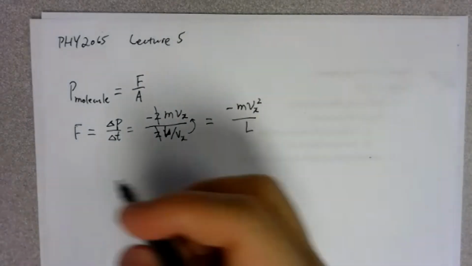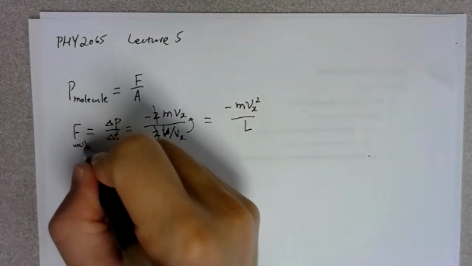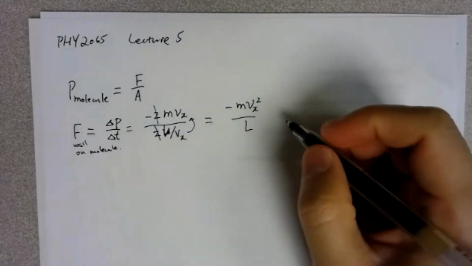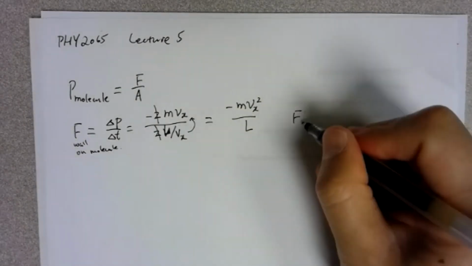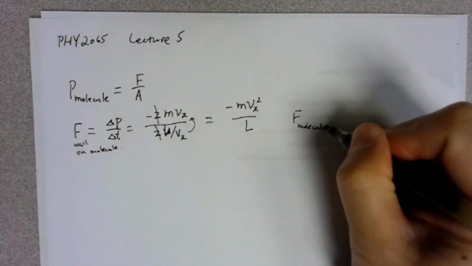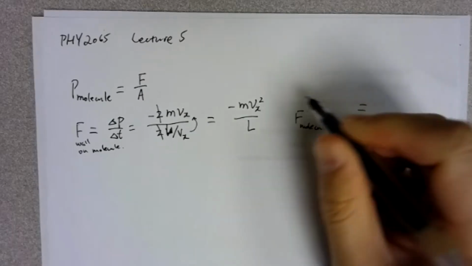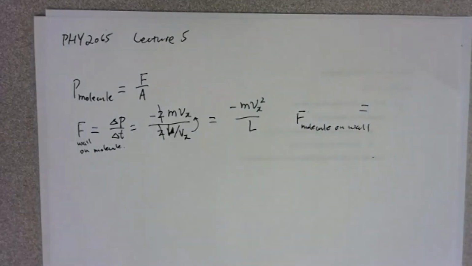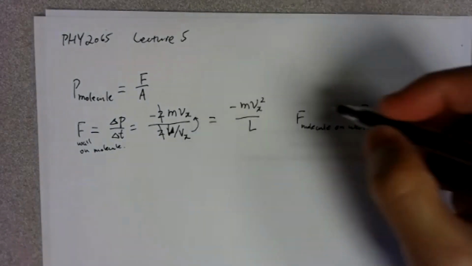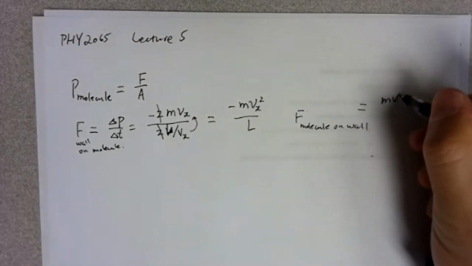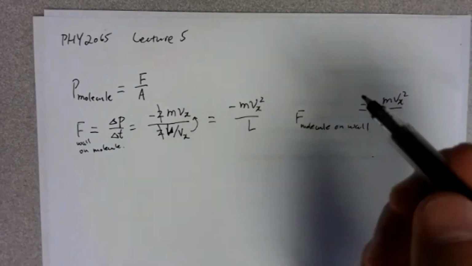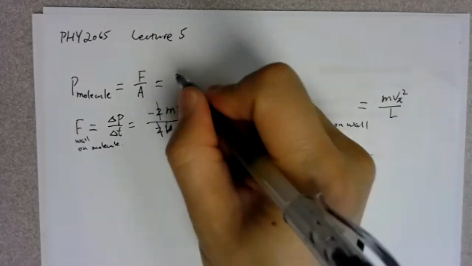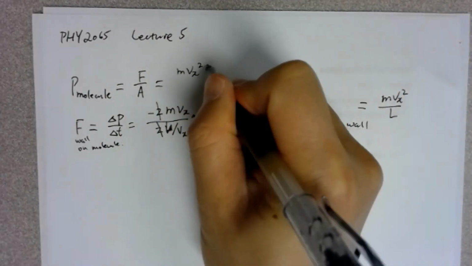This is the force of the wall on the molecule. According to Newton's third law, the force of the molecule on the wall will be the same magnitude but in the opposite direction, so minus of minus. That means this is mvx squared over L. So the force is mvx squared over L.